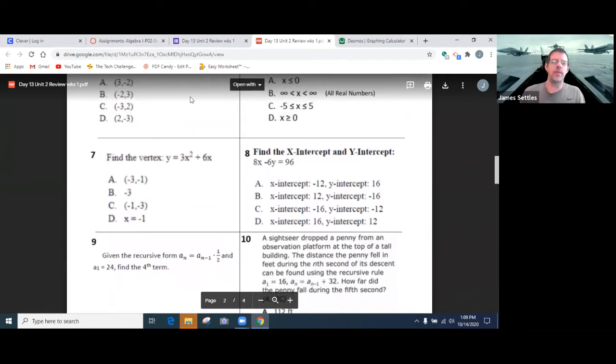All right, number 7, we got a keyword here, vertex. But then we also have a y equals equation. So anytime we have a y equals equation, we're going to plug that y equals equation into the Desmos. And then the fact that it's asking for vertex, we'll look for the vertex. So y equals 3x squared plus 6x.